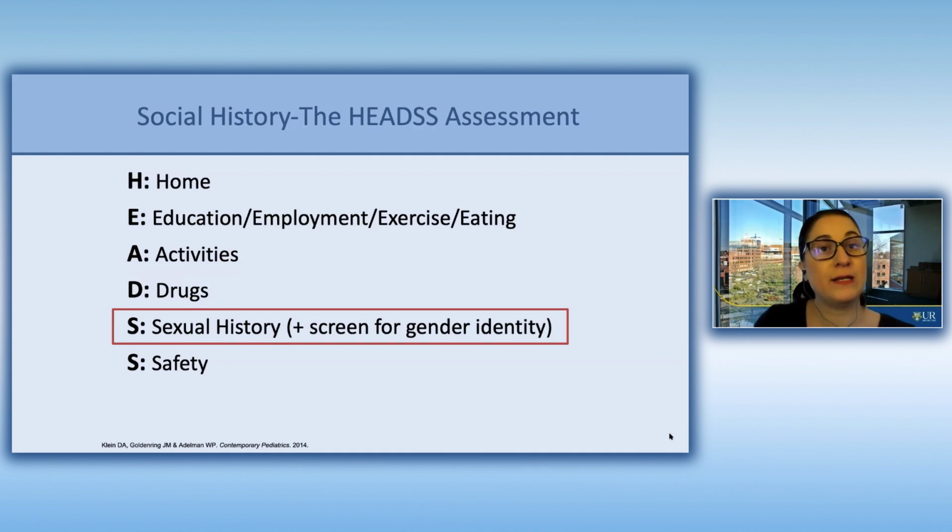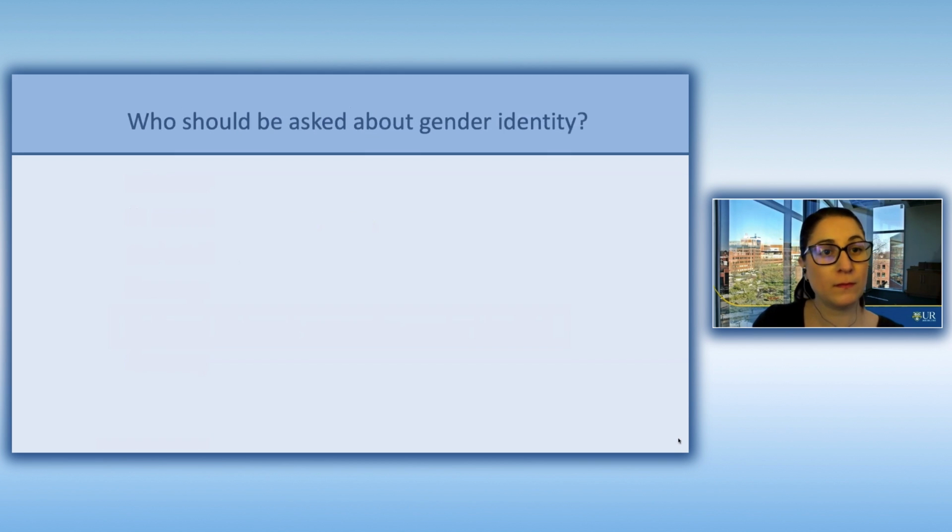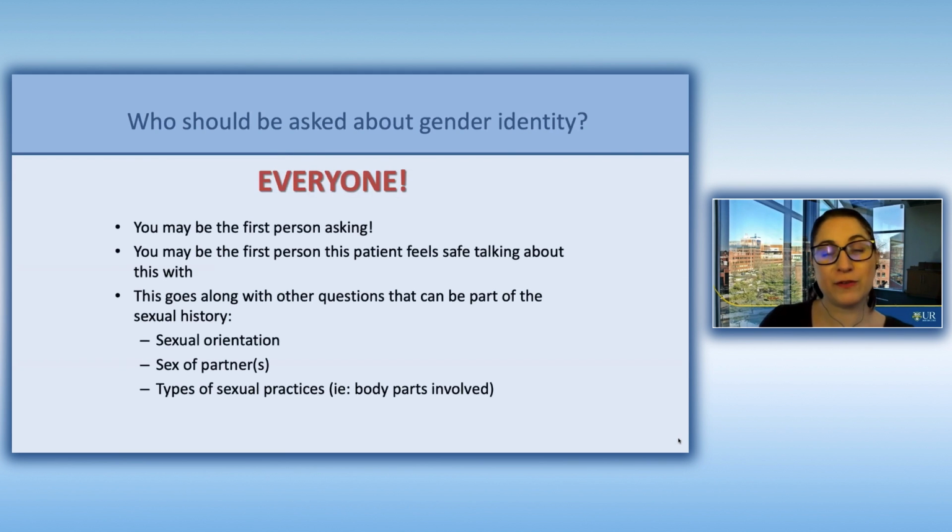And so where can we screen or ask questions about gender identity? I tend to group it with the sexual history, but really you can put it anywhere. And who should we ask about gender identity? Well, I would argue everyone, because you may be the first person asking. You may be the first person that this patient feels safe talking to about it. And it really does go along with other questions that are part of the sexual history. So sexual orientation, assigned sex of partners, and the types of sexual practices.